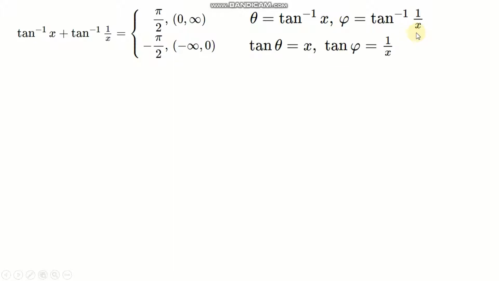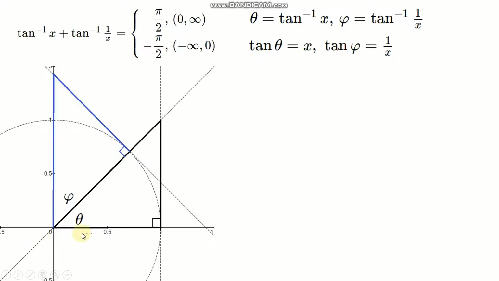Hi, today we will prove that arctan x plus arctan 1 over x is pi over 2 on the interval 0 to infinity, and negative pi over 2 on the interval negative infinity to 0. First we let theta equal arctan x and phi bar equal arctan of 1 over x. Now we have tangent theta equals x and tangent phi bar equals 1 over x.